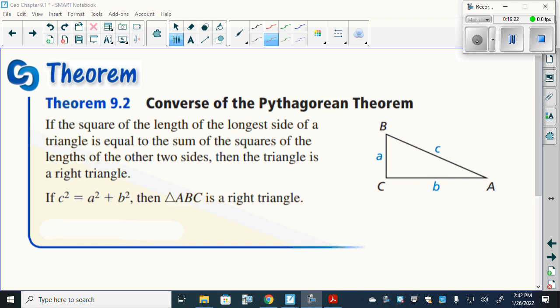Converse of the Pythagorean theorem. So, guys, the Pythagorean theorem works if it is a right triangle. So if we have a right triangle, then a squared plus b squared equals c squared. The converse is also true. If we could plug in the three side lengths so that a squared plus b squared is equal to c squared, then it is a right triangle. So the Pythagorean theorem only works if it is a right triangle.